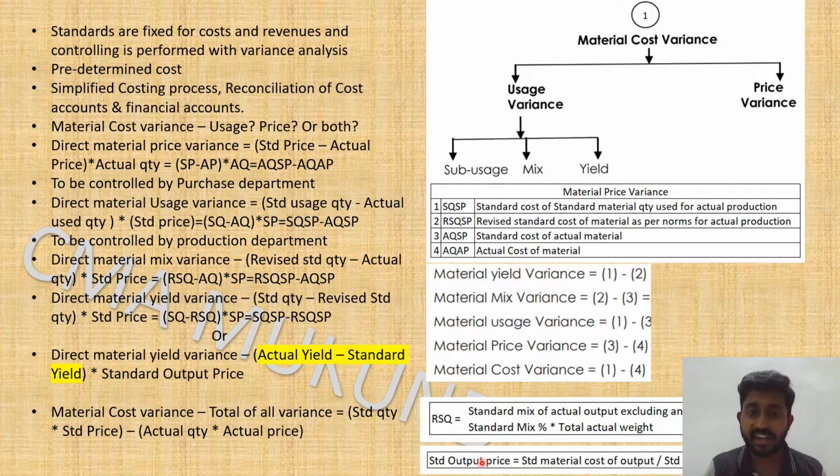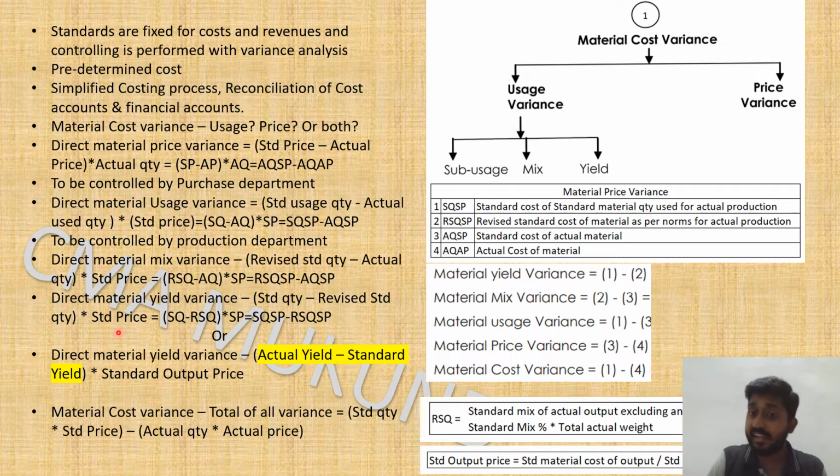Okay, so that is the standard output price, which we are going to see in the next problem. There is an alternate formula for material yield variance: standard quantity minus revised standard quantity, multiplied by the standard price. So revised standard quantity is, for the same actual output, the standard mix. That is the revised standard quantity.